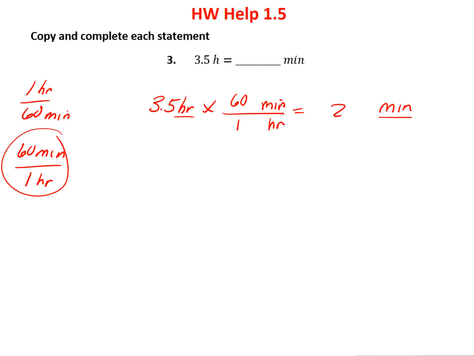And I get 210 minutes. Now you see, some of these you're more familiar with, and you could have just thought in your mind, oh, 3.5 hours, each hour is 60, so 3.5 times 60. But remember, sometimes you just take time to make sure, because in this case you're either going to be multiplying by 60 or dividing by 60.